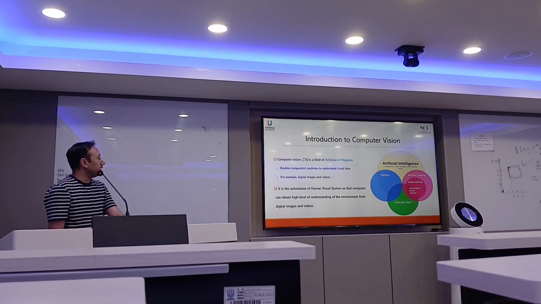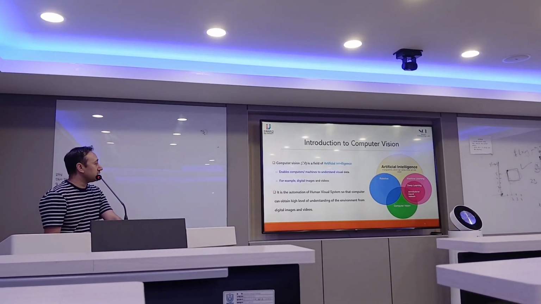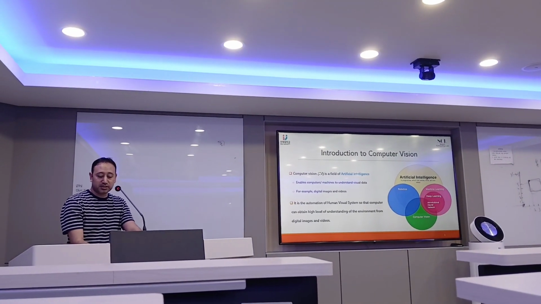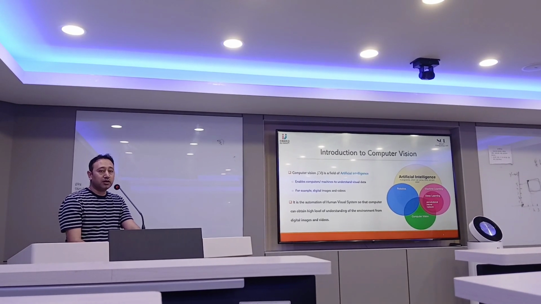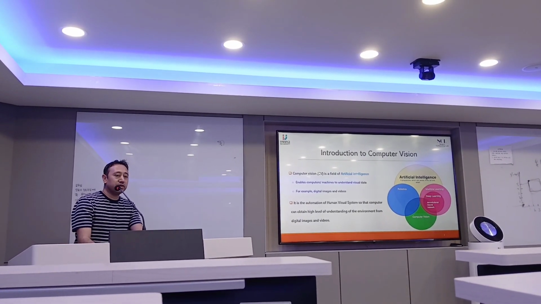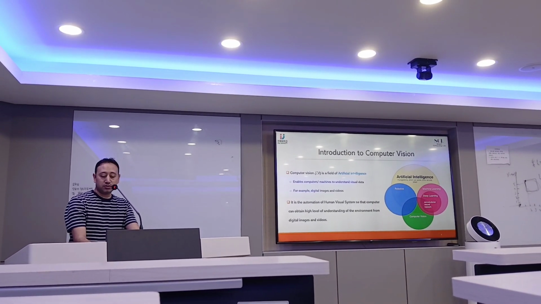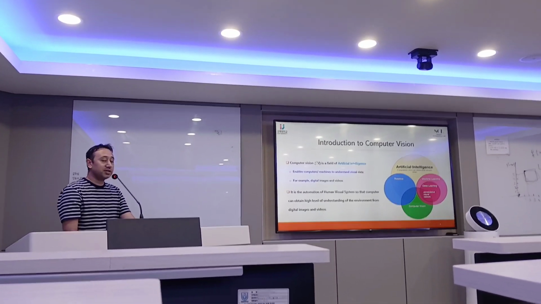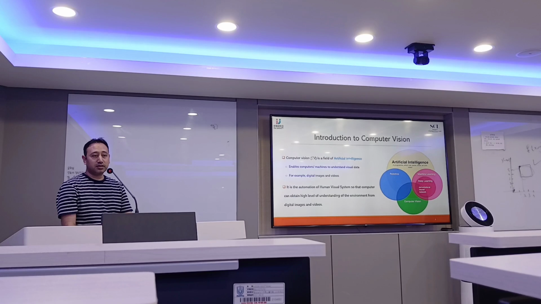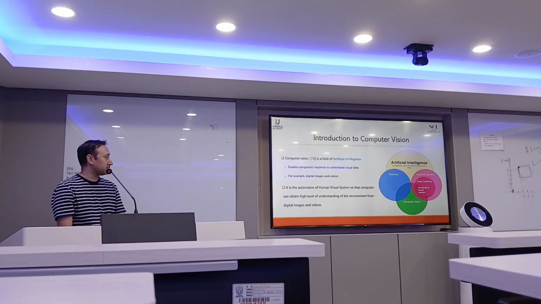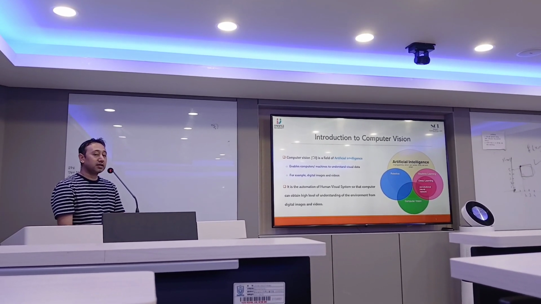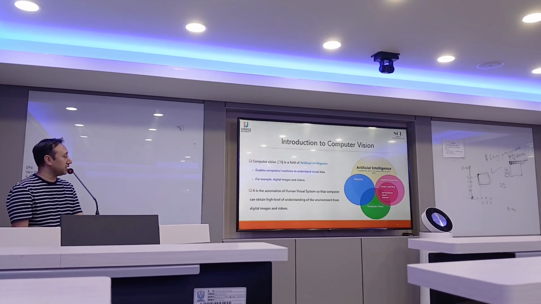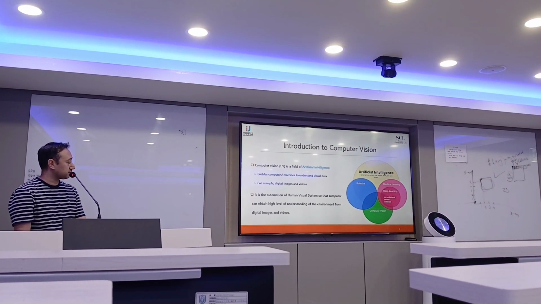So, computer vision is a field of artificial intelligence which enables computers and machines to understand visual data. Visual data means we have images, we have videos. From those images and videos, we are detecting some objects inside them. And this enables the computers to detect and identify those objects in the images and the videos.